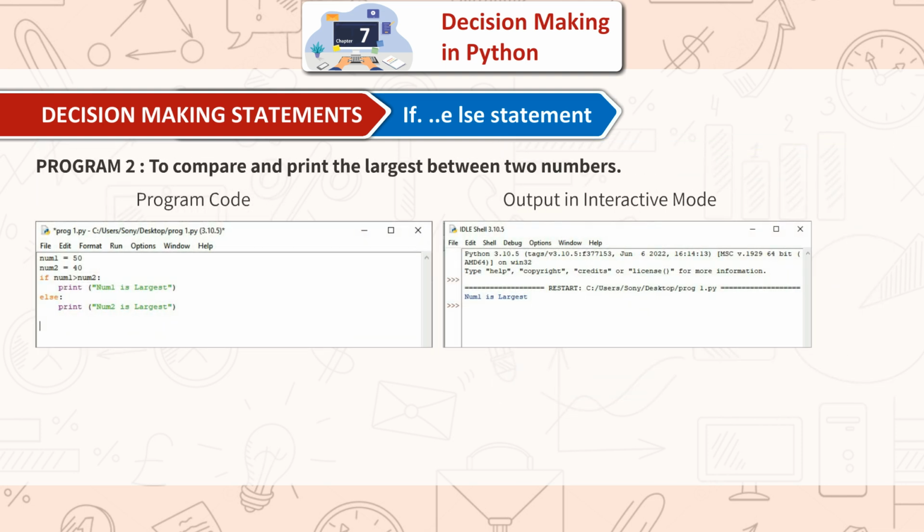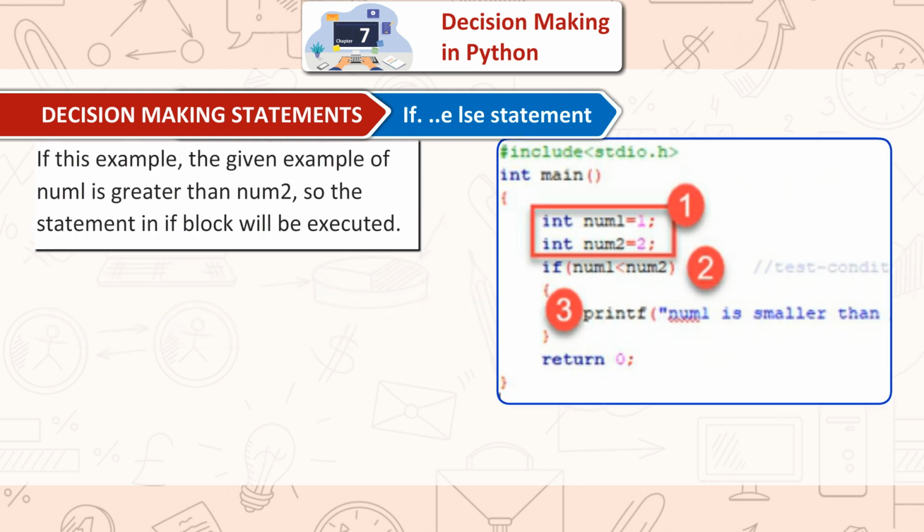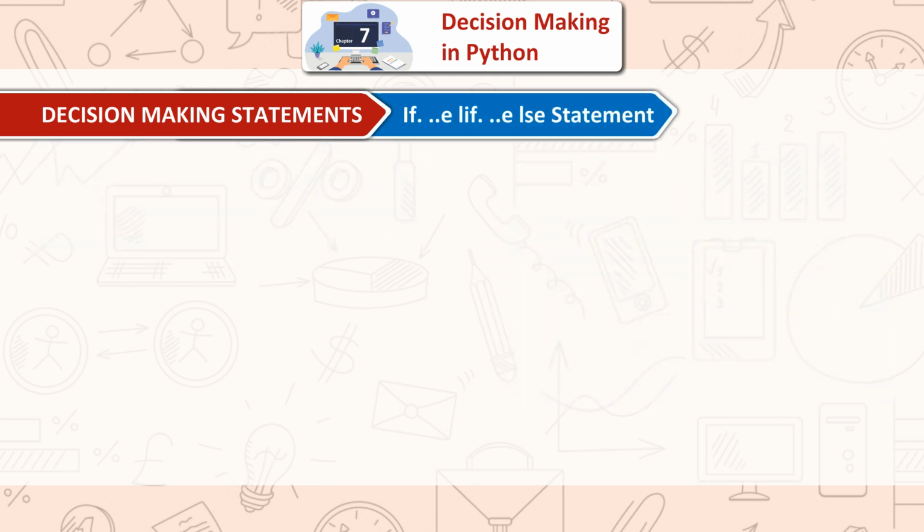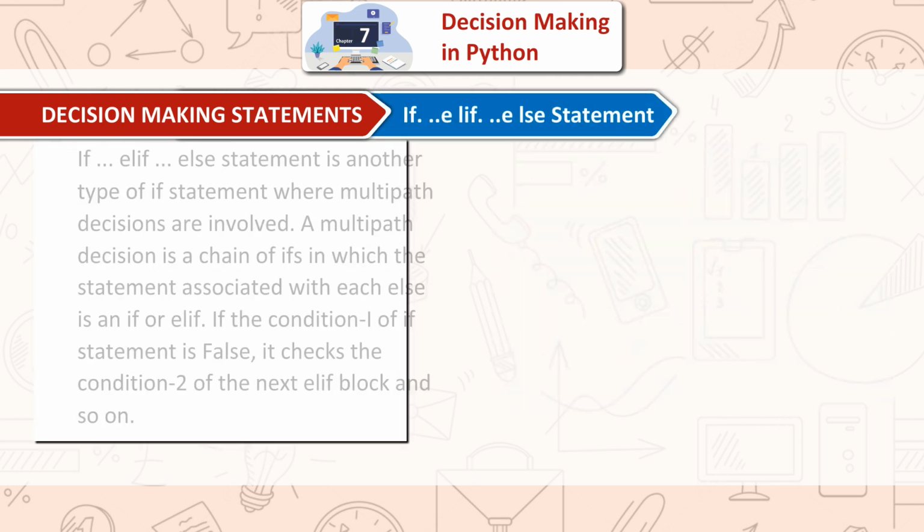Program 2: to compare and print the largest between two numbers. Program code. Output in interactive mode. In the given example, number 1 is greater than number 2, so the statement in the if block will be executed.